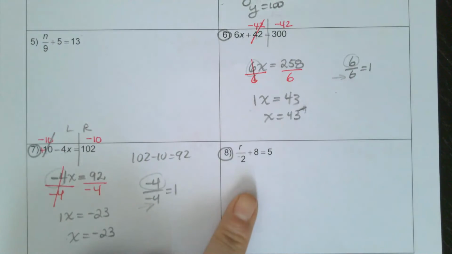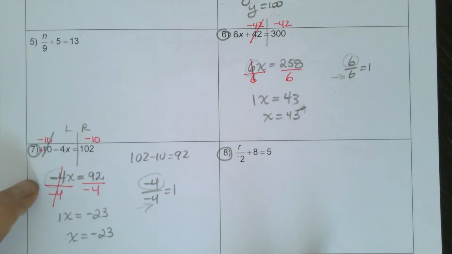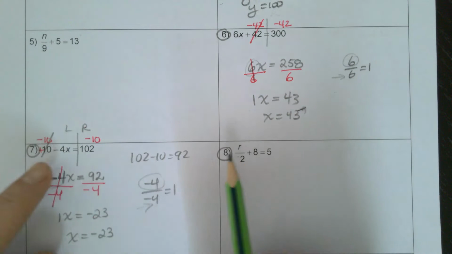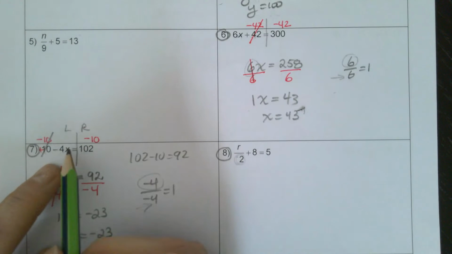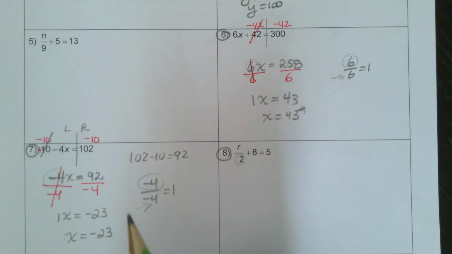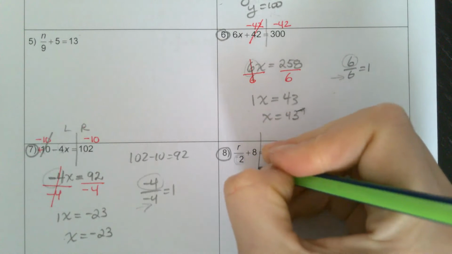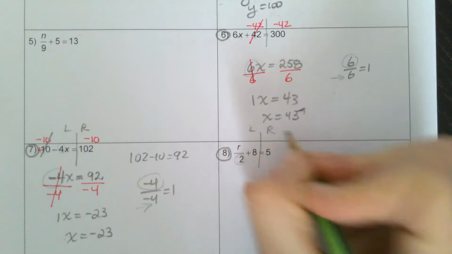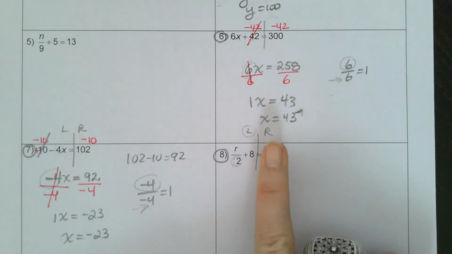Now let's do 8. 8 is exactly the same as 7. It's just the last step. See this? I have the bottom of the fraction to get rid of, and here I have the top of the fraction to get rid of. So it's the same method, it just looks a little different. So cut it at the equal sign to make the left and the right. I want my letters on the left. So let's cover this up.